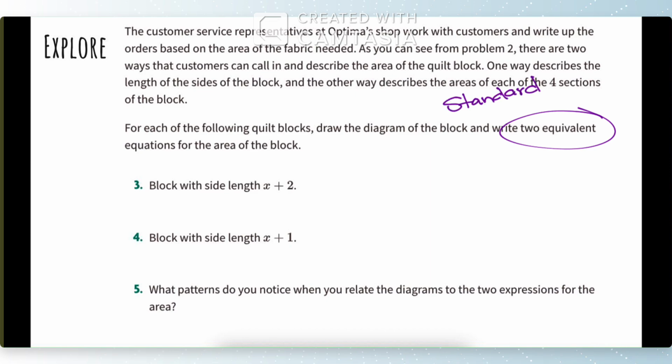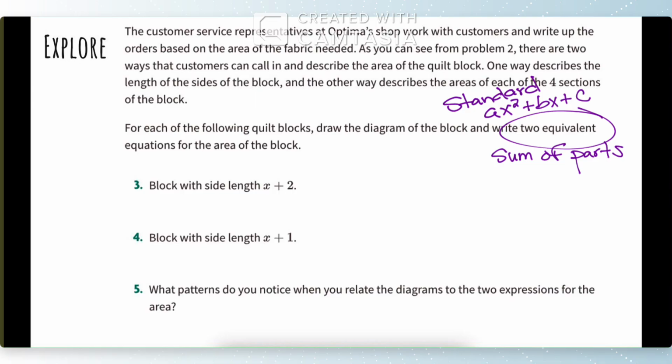And standard form is going to be our ax squared plus our bx plus our c. And that's just going to be the sum of the parts. Our x squareds being our squares, our bx's being our single x's, and our c's being our little ones.